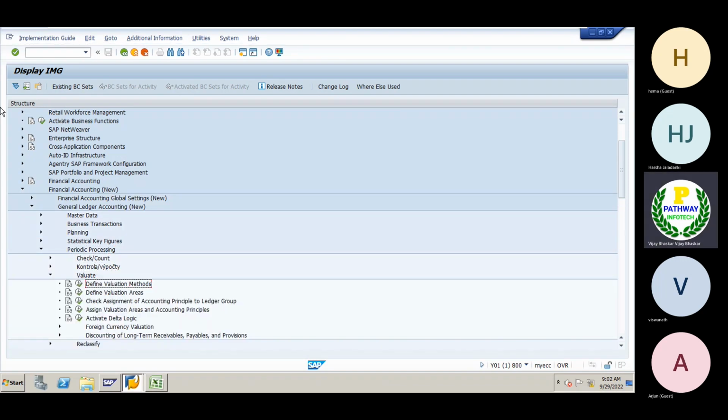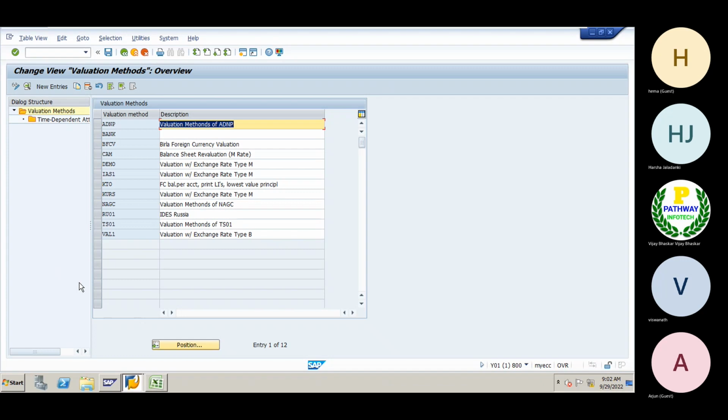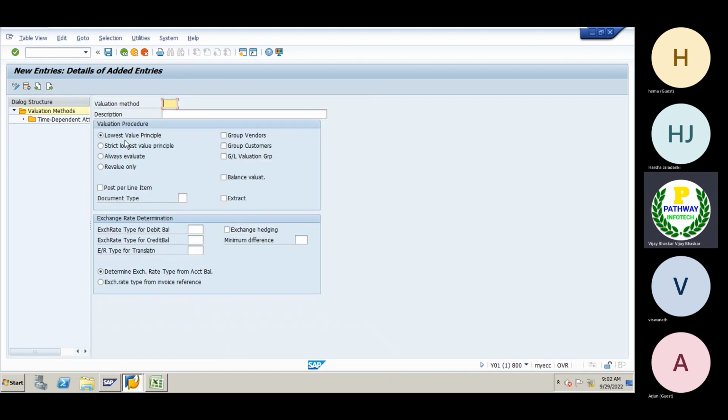Then Valuate, then Define Valuation Methods. So the valuation methods, click on New Entries. The valuation method I will give is GE. Then here select the Always Evaluate option. It means whenever we run the foreign currency revaluation, always evaluate.